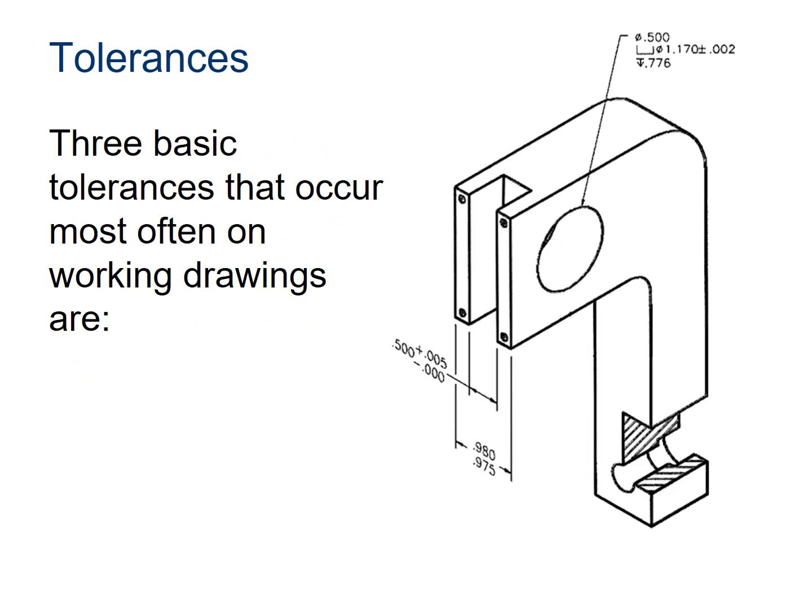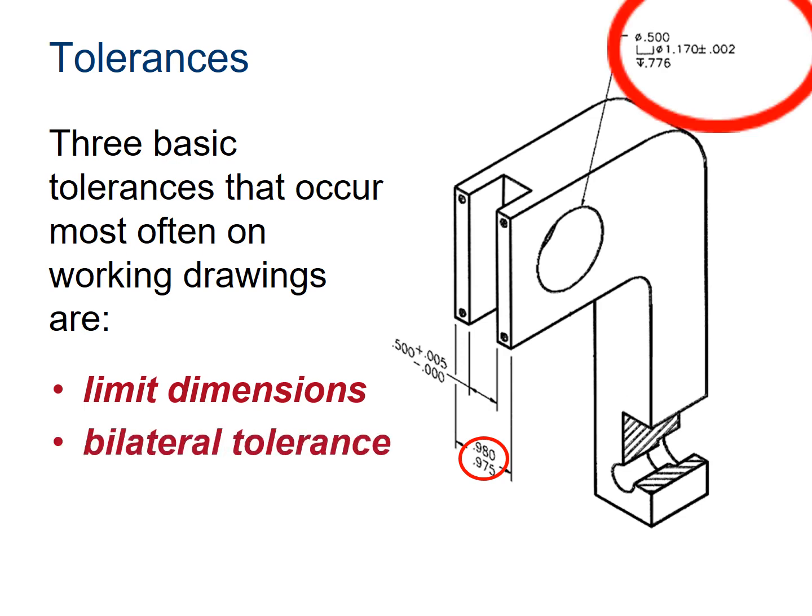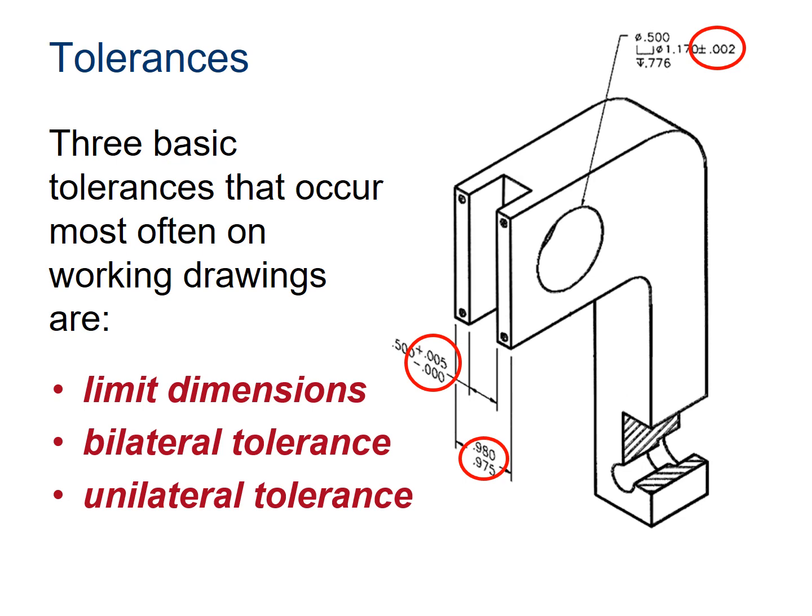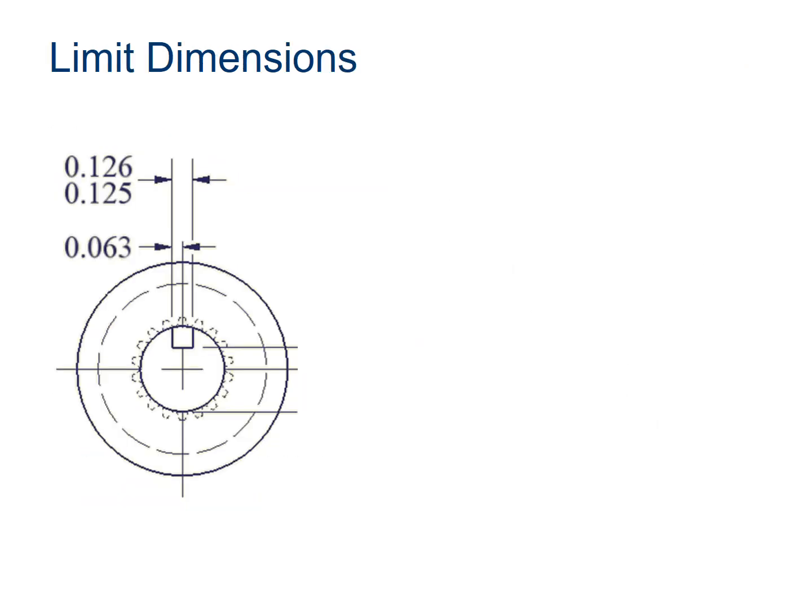So tolerances. You have three basic tolerances that occur most often in working drawings: limit dimensions, bilateral tolerances, and unilateral tolerances. Okay, so we'll talk about each one of these one at a time. But hopefully you're starting to notice and recognize some of the notation here. Like on the top right there, you see a hole specification. So let's talk about limit tolerances.